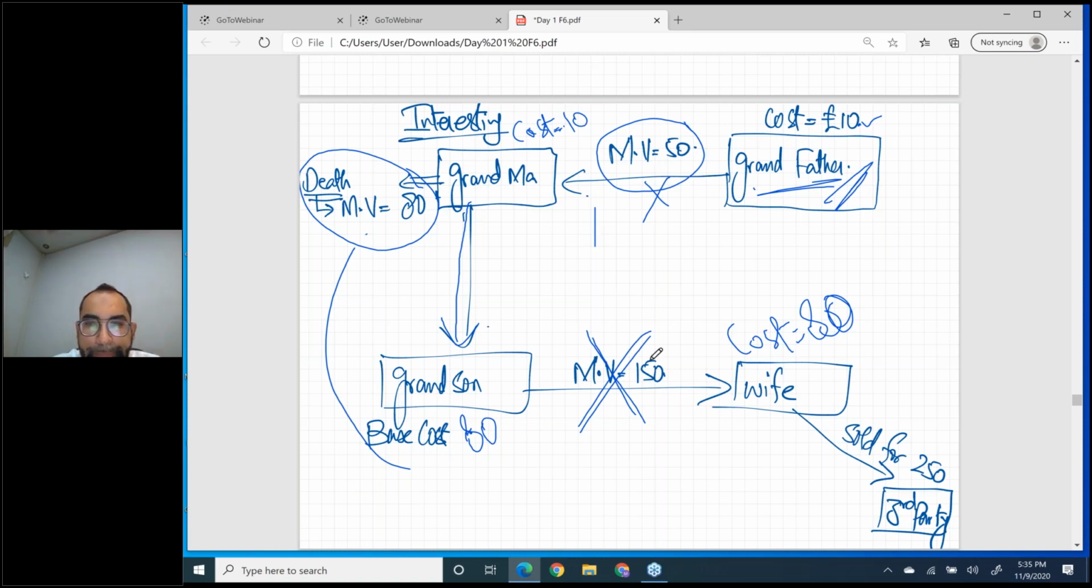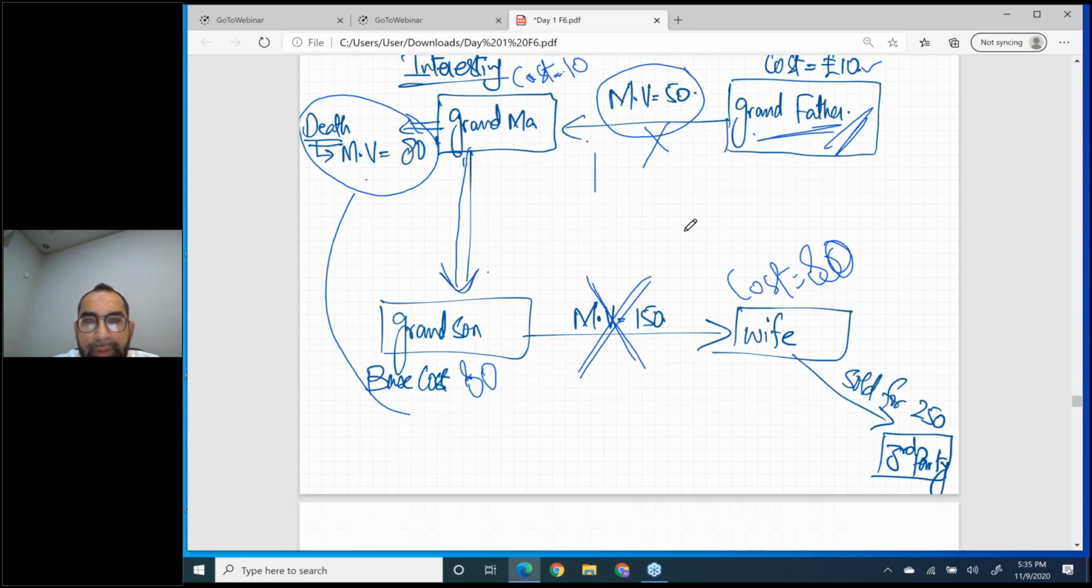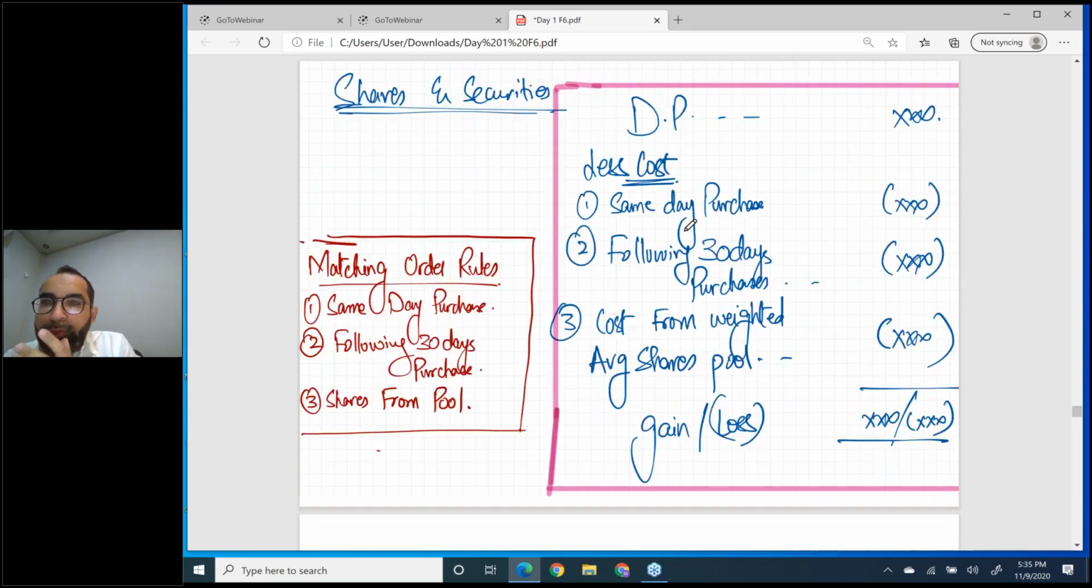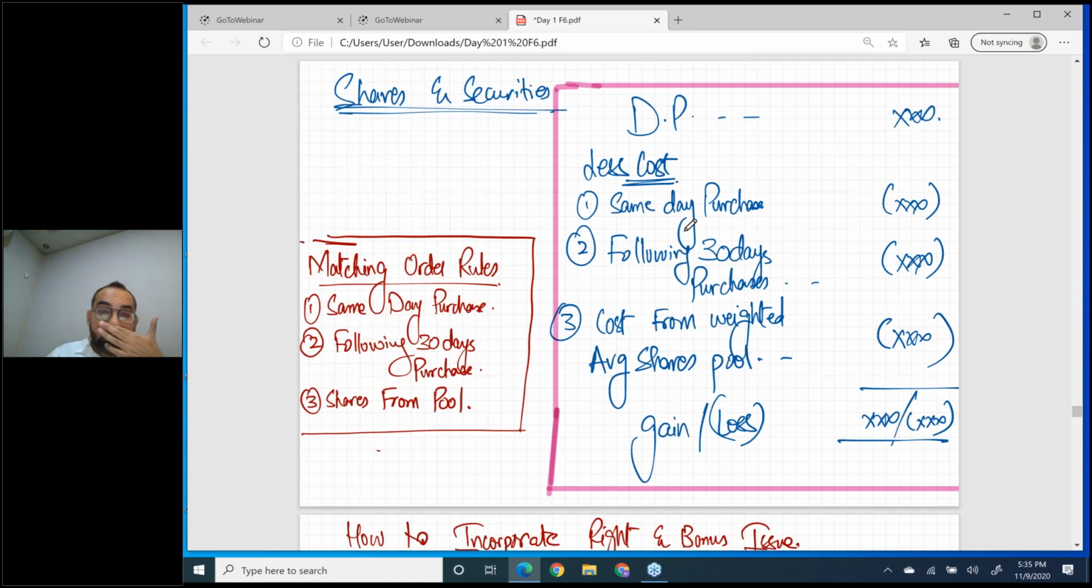Okay, now we are very close to our questions. Now this is a topic which is called shares and securities. Whenever an individual sells or gifts shares, you have to use this format.